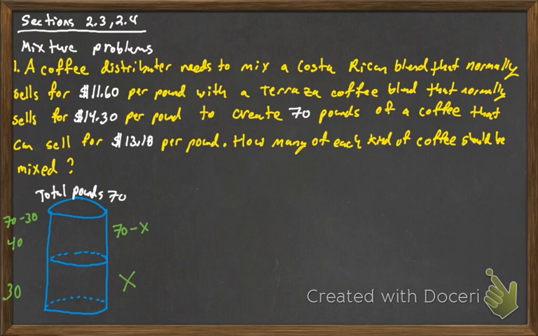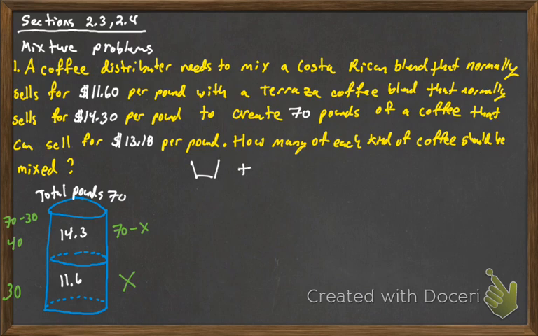Now it doesn't matter here which one is Costa Rican and which one is the Terraza. It doesn't say anything about it. It just says the total amount of coffee we have at the end is going to be 70 pounds. So we'll just go ahead and put one in there. So we'll say the x belongs to the 11.60 and the 70 minus x is going to be 14.3.